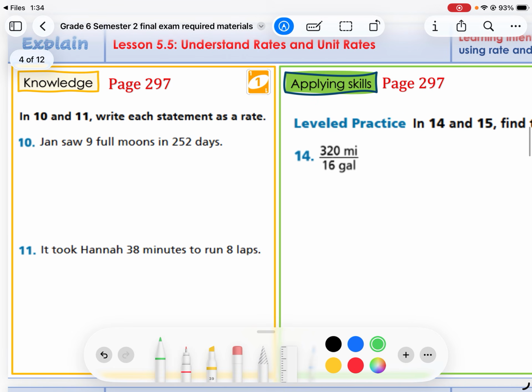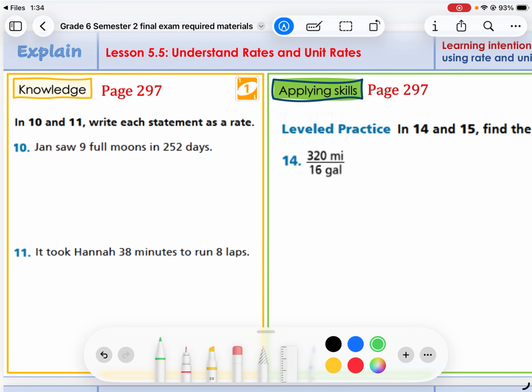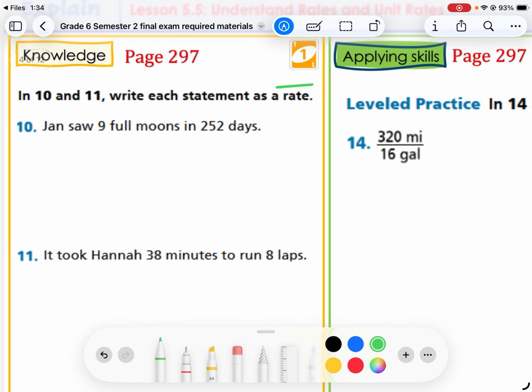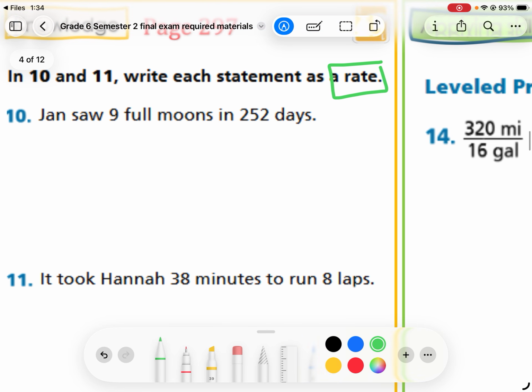Okay, let's now check the main highlights in this lesson. So the first part, they're asking you to write each statement as a rate. So in this question here, all you have to do is write it as a rate. That's it. So what did we see? We saw 9 full moons in 252 days. So the easiest way is just to write it as a fraction.